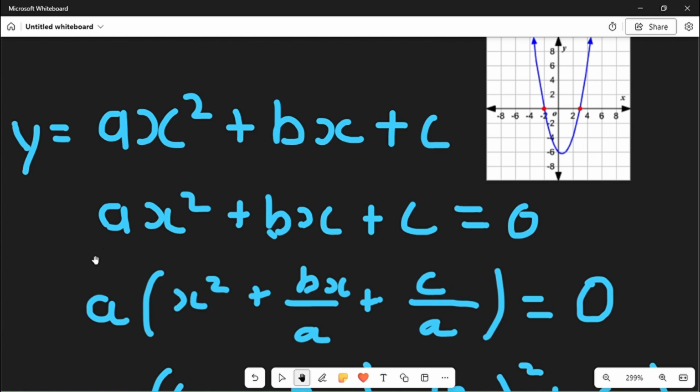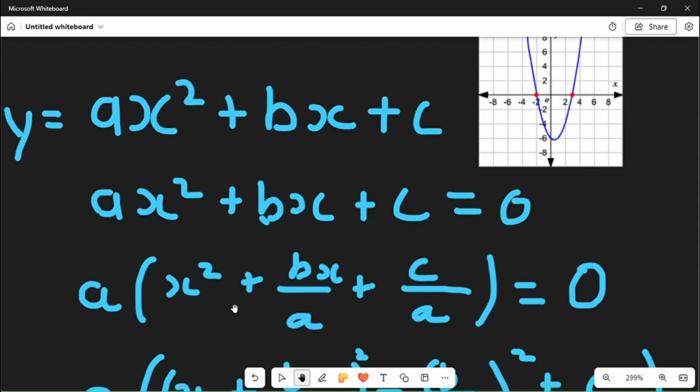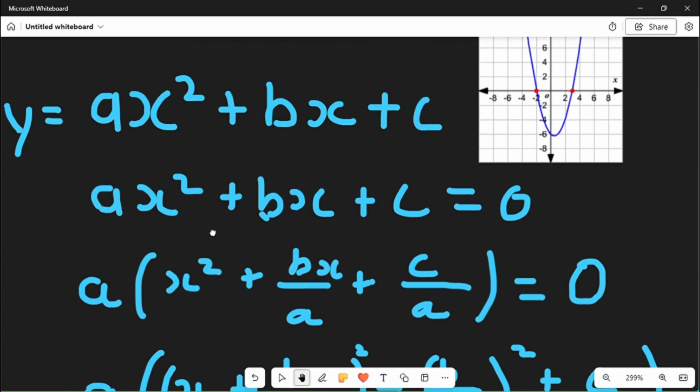If you're confused by this step, all we've done is just taken a out as a factor. That should be easy to understand with the x squared. Would this be x on a and plus c on a? That's just a little trick we've done. When we expand this, the a's on the bottom are going to cancel out, which is going to just give us what we already have. So nothing's really changed. We've just written it in a different form, and we're going to see why in a second.